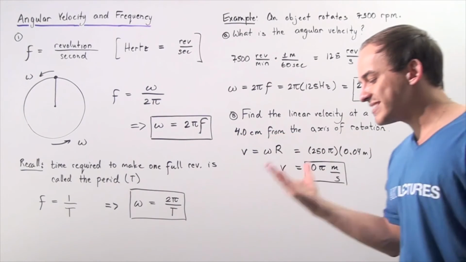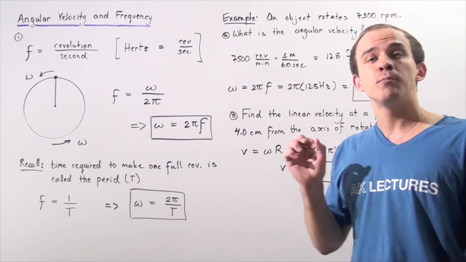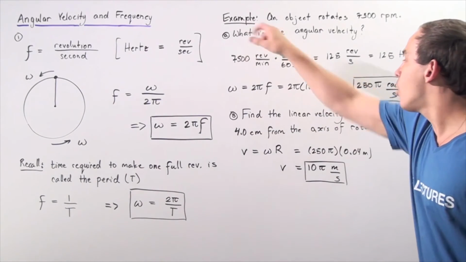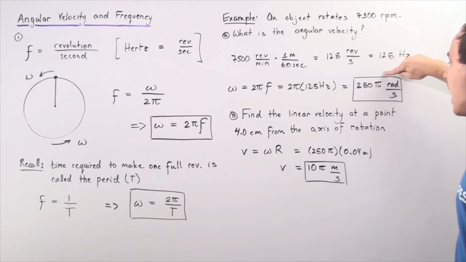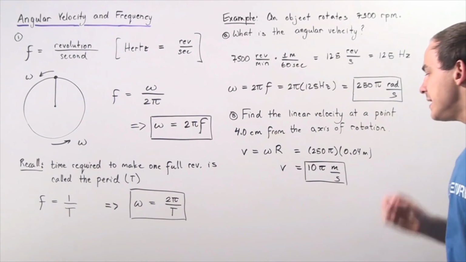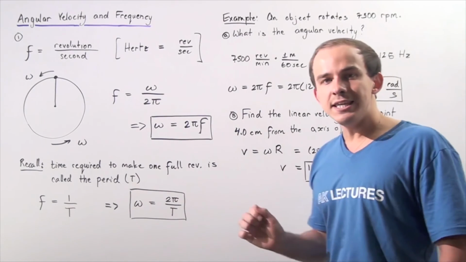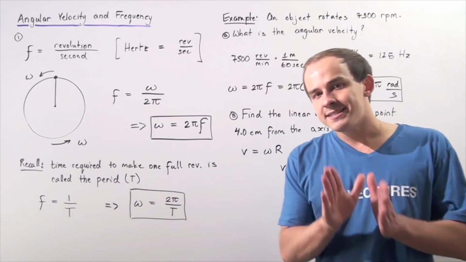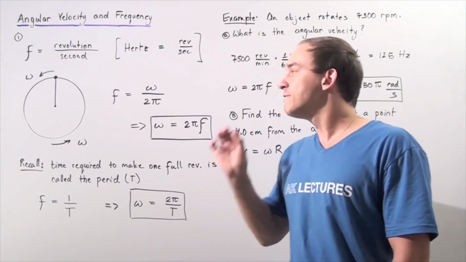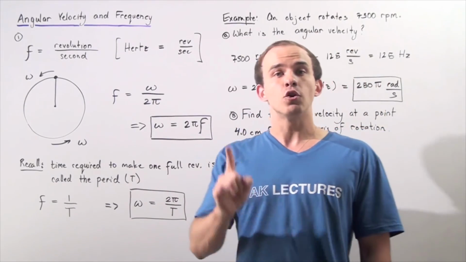So we must convert 4 centimeters to meters. We divide this by 100 and we get 0.04 meters. So this quantity we found in part A, 250 pi rads per second, multiplied by 0.04 meters, and we get 10 pi meters per second as our linear velocity. So we can see how these two equations can come in very handy in finding the angular velocity when we know the frequency of rotation.